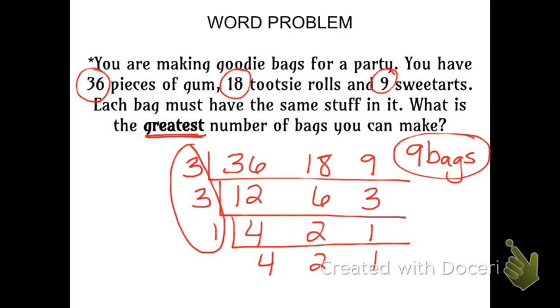Right, because we took the 36 pieces that we started with, we divided it by the greatest common factor, which was 9, and that's how we came up with it. So in other words, we had 9 bags sitting out there, and each one of them got 4 pieces, because that's what it says in the bottom. How many Tootsie Rolls are they going to get? 2. And how many Sweet Tarts? 1. Very good.